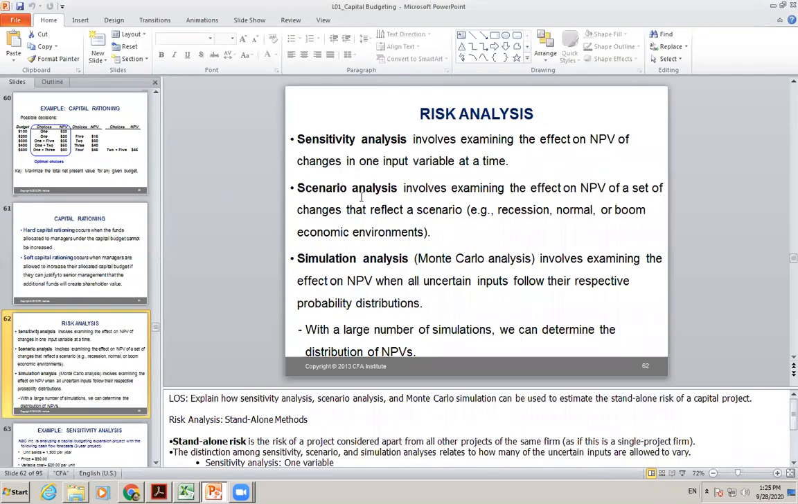Scenario analysis involves examining the effect on NPV of a set of changes that reflect a scenario. So we create different scenarios like recession, normal condition of the economy, and when there is an economy boom, okay? Like 3 scenarios. So in a recession, what will happen to your NPV? In a normal condition, what will happen to your NPV? If there is a boom? So you're creating different scenarios, and based on these different scenarios, you are coming up with a certain decision whether you should accept the project or not. This is how it works.